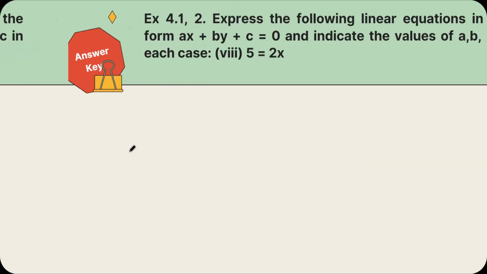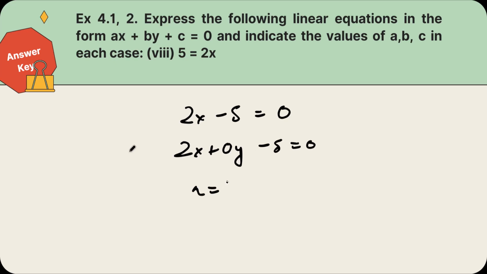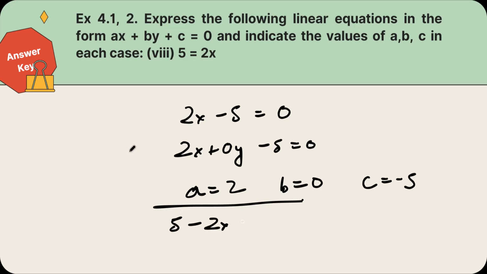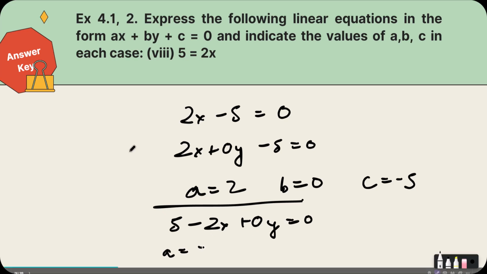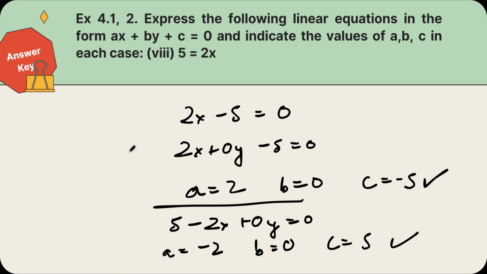That's the only difference. Okay, now we have 5 is equal to 2x, so I can write it as 2x minus 5 equal to 0, 2x plus 0y minus 5 is equal to 0, a is equal to 2, b is equal to 0, and c is equal to minus 5. One of my students had asked me, sir, what if I move the 2x to the other side, the left hand side? So it will become 5 minus 2x plus 0y equal to 0, right? You can rearrange them, no problem. A is equal to minus 2, b is equal to 0, c is equal to plus 5. Both of them are correct. There is no issue here.